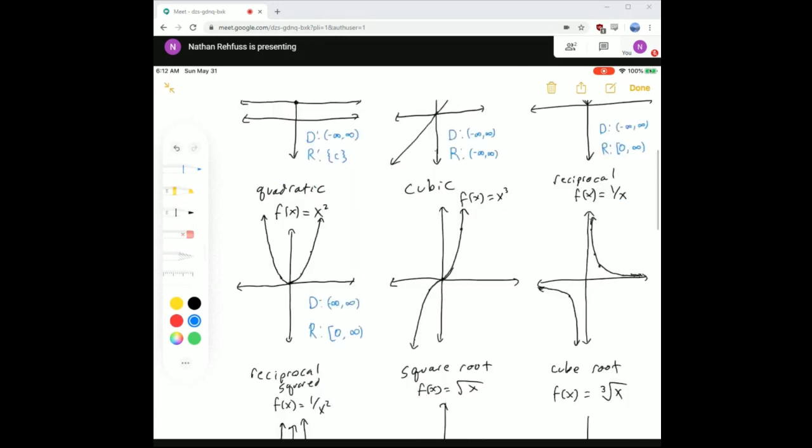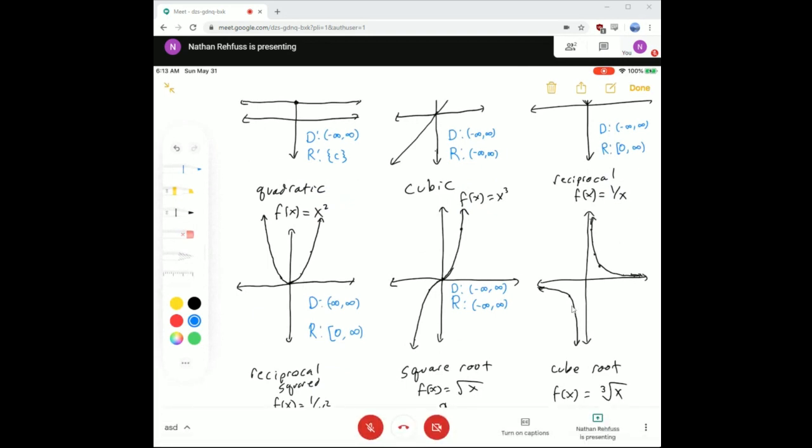The cubic function, I can put anything in, and I can get anything out. The rule with domains and ranges is if there isn't some restriction on them, it's just going to be all real numbers. 1 over x is a tough case.